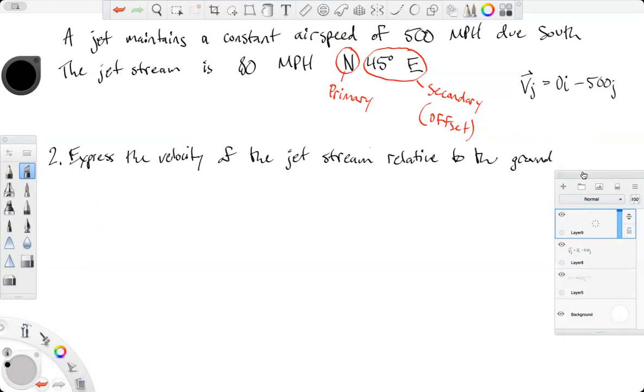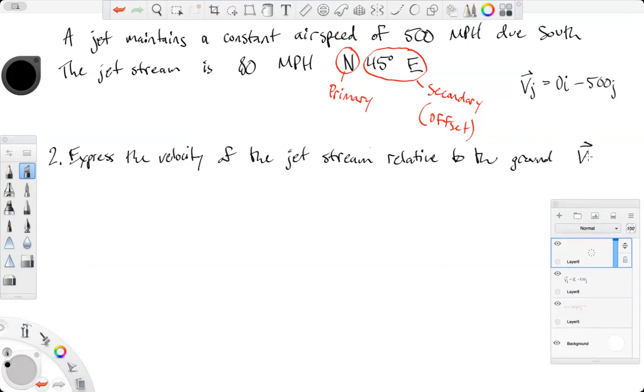All right, we'll call this VG for V ground. Okay, so this is essentially saying express the velocity of the wind, the vector of the wind, relative to the ground. Relative to the ground means that's our frame of reference. So we're standing on the ground and we're watching the wind blow, right? So this is kind of equivalent to if you're standing on the shore watching the river flow.